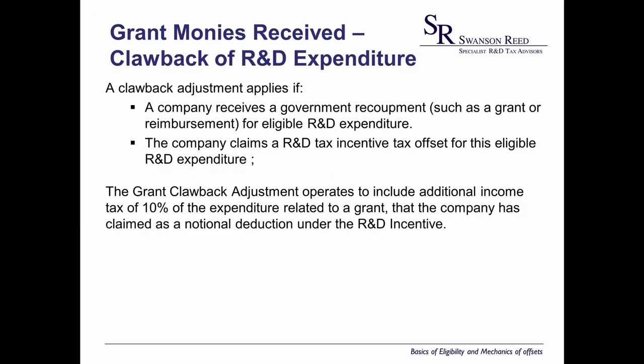It is also important to note that if a company is in receipt of a government grant used to fund R&D expenditure, a specific adjustment may be required. A clawback adjustment applies if a company receives a government grant for eligible R&D expenditure and the company claims the R&D tax incentive tax offset for this eligible R&D expenditure. The grant clawback adjustment operates to include an additional income tax of 10% of the expenditure related to the grant that the company has claimed as a notional deduction under the R&D tax incentive.